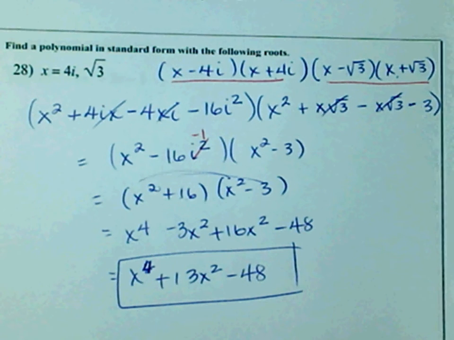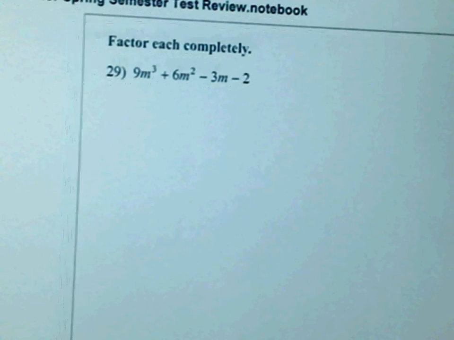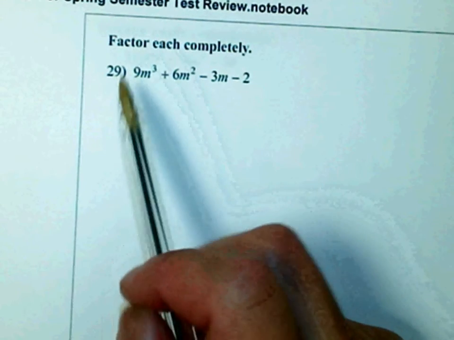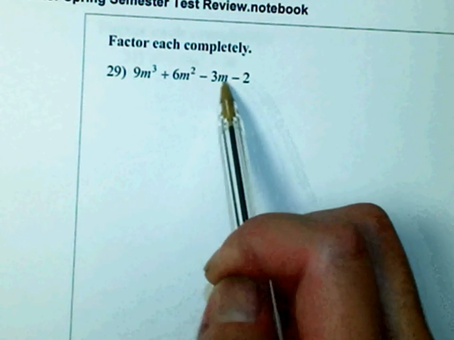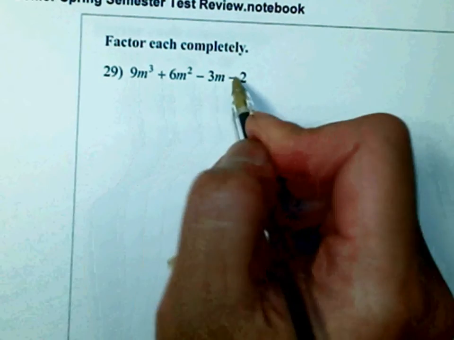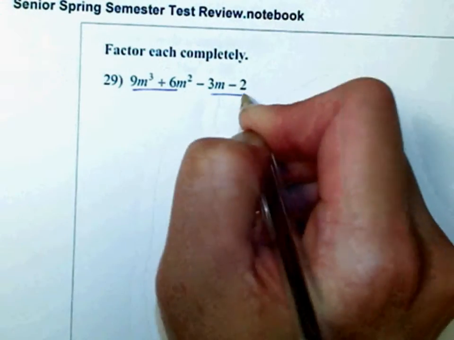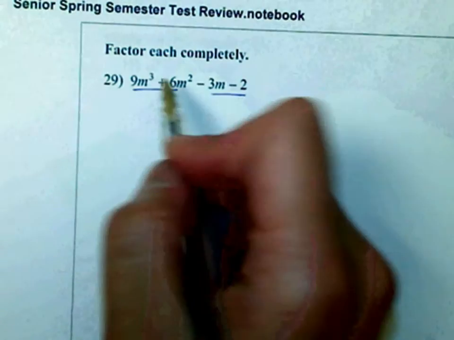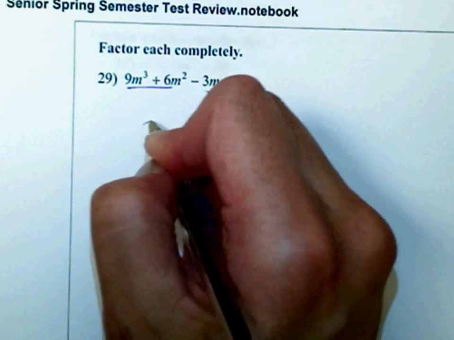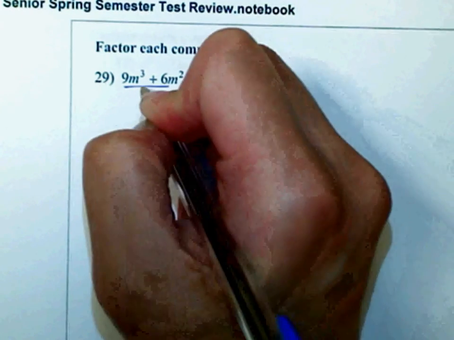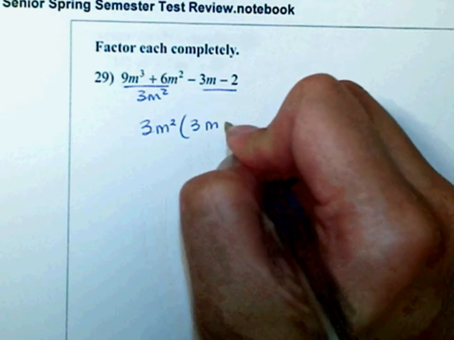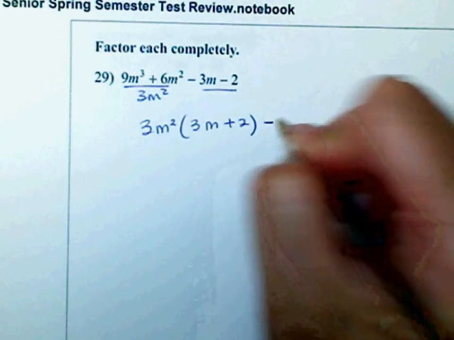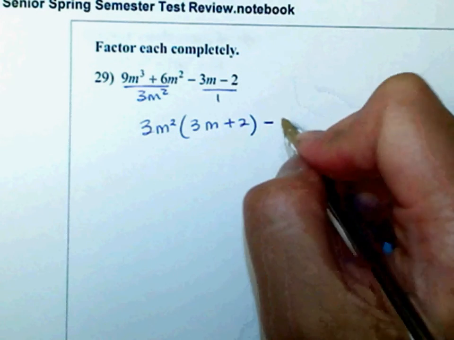29, we're going to start into factoring. Count how many terms you have and see if you have any greatest common factor. Nothing goes into 9, 6, 3, and 2. So, since there's 4 terms, 1, 2, 3, 4, group the first 2, group the last 2. What do these two have in common? 3m squared. So you're going to factor out 3m squared. When you do, you have 3m plus 2. Keep that sign. What do these two have in common? Just a 1. When you factor out negative 1, you have 3m plus 2.